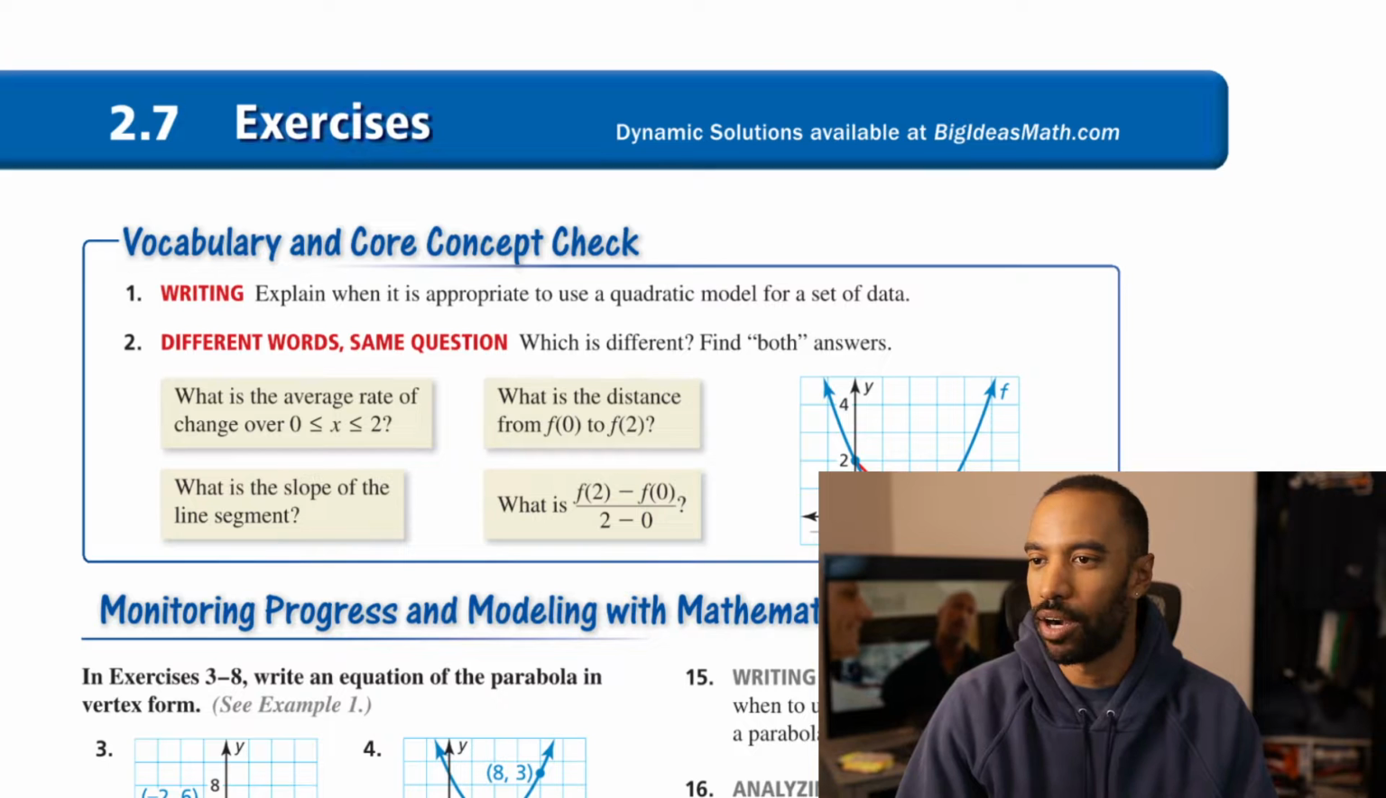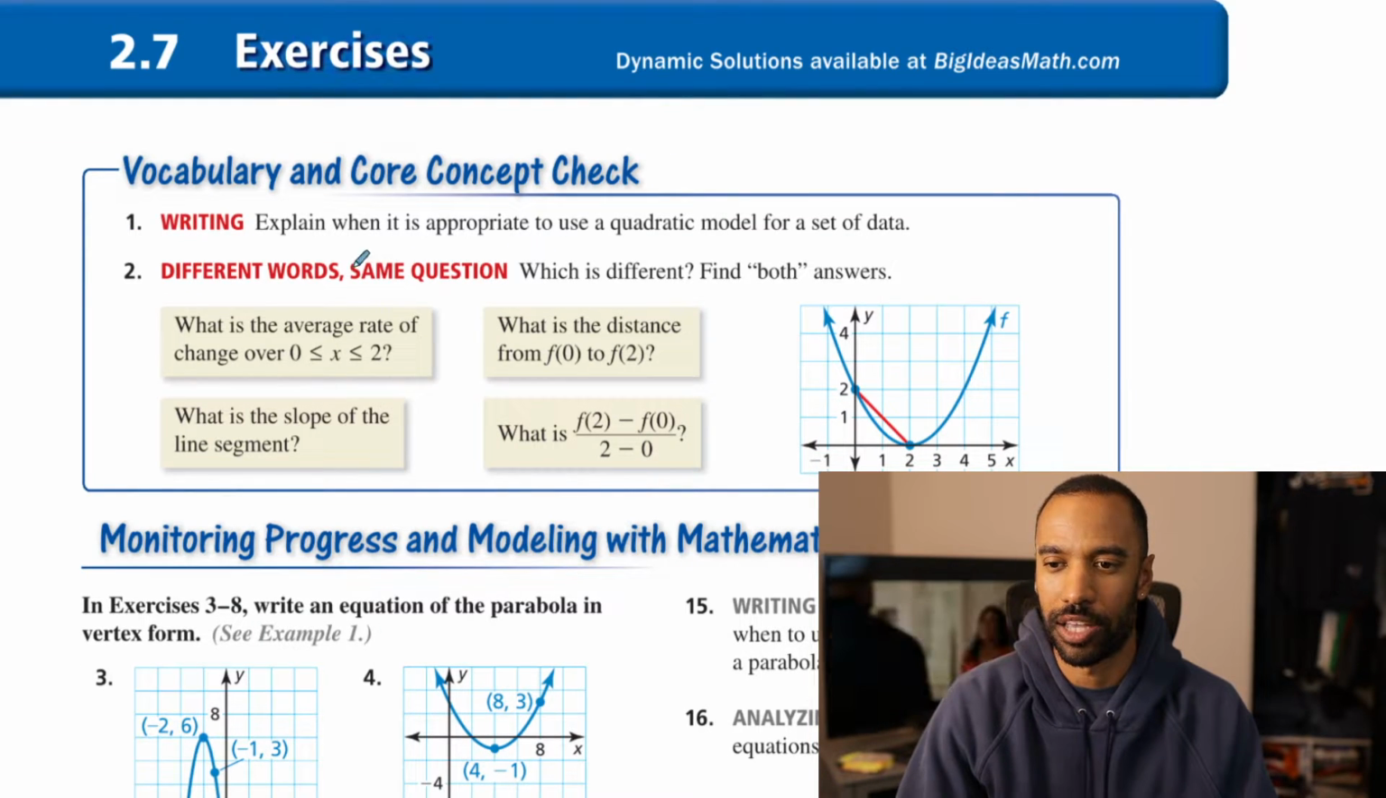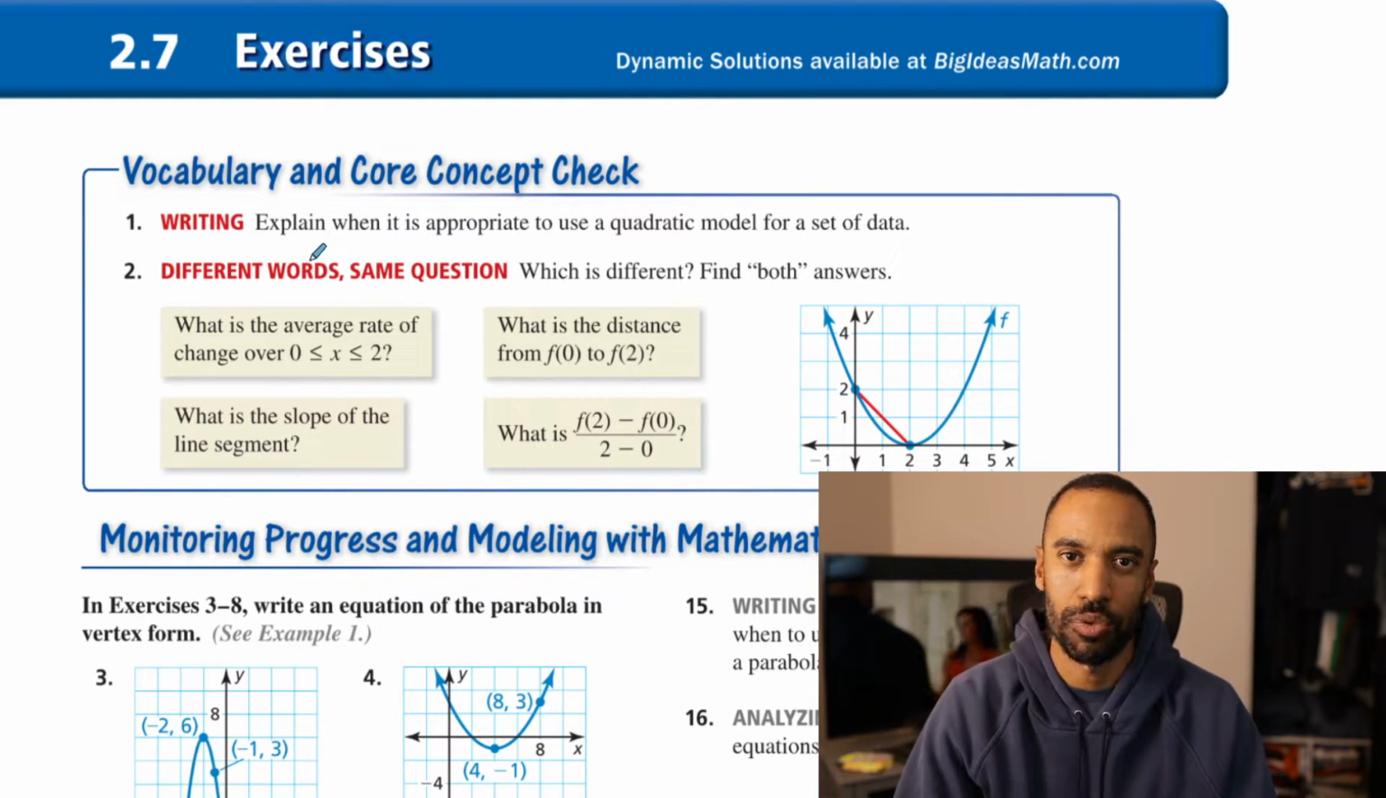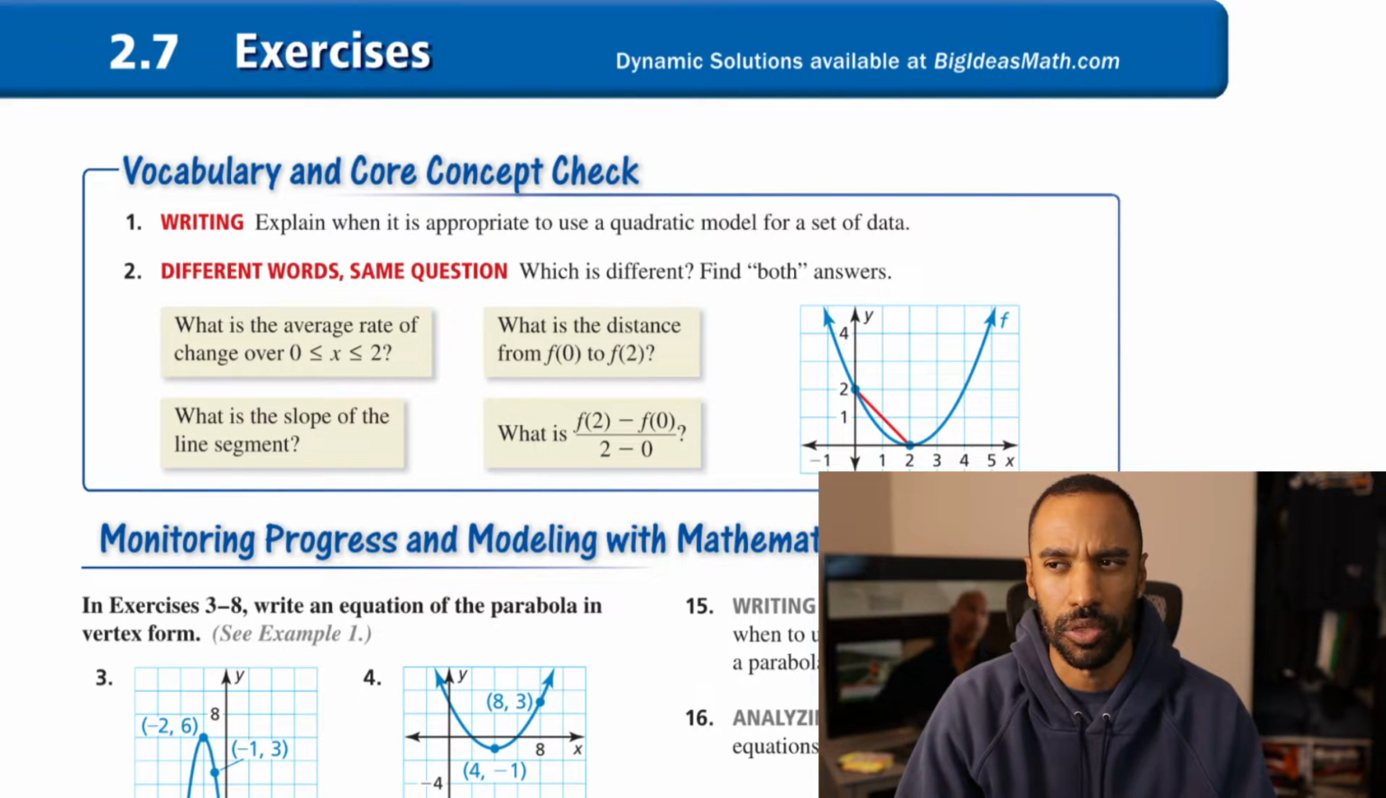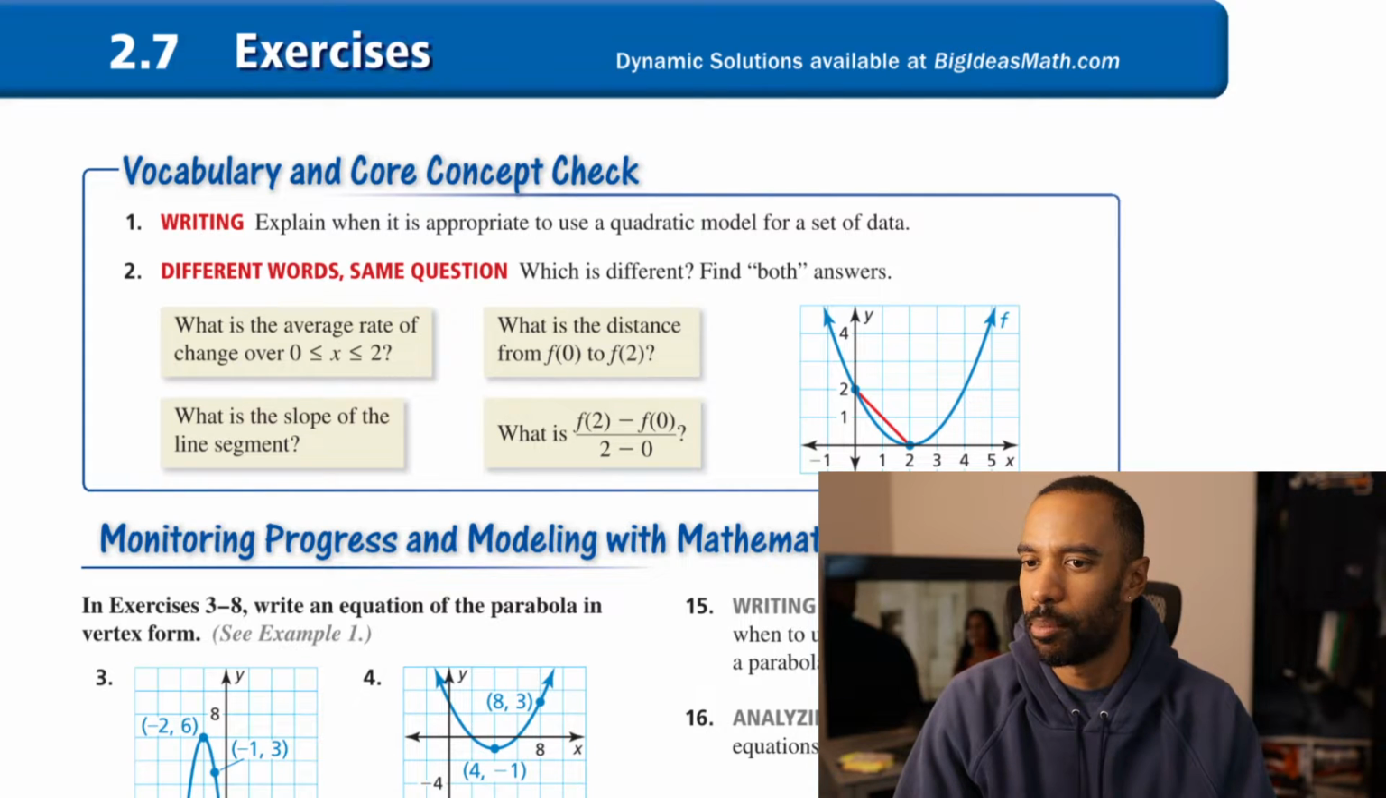Right around our 20-minute mark, let's go ahead and answer the vocabulary and core concept check questions. And then we'll do numbers 3 through 37, I think it was. Or was it 39? It was 37. Happy day. Okay. Number 1.